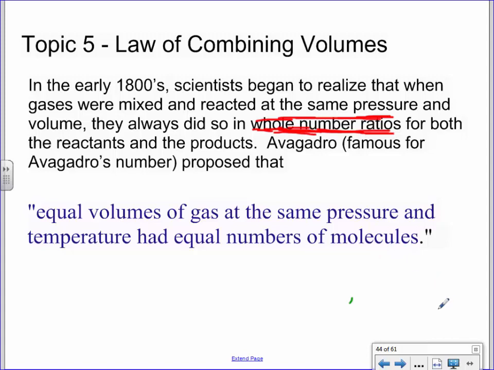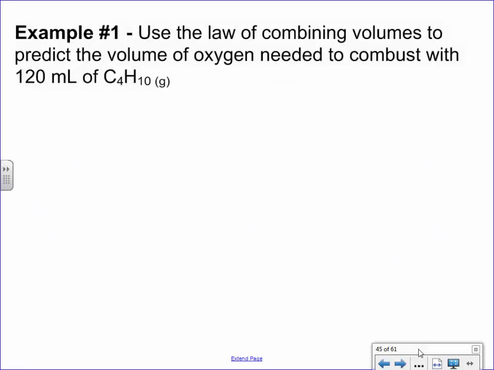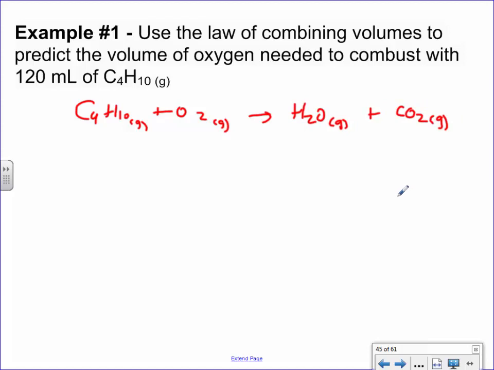What does this even mean? Let me show you an example right here. I'm just going to hop right to our first example. If I were to tell you that we were going to combust C4H10, could we write an equation? You guys know how to combust something? Take C4H10, add it to oxygen. So this is a gas, oxygen's a gas. What are always the byproducts of combustion? Yeah, so you got H2O as a gas, by the way, and CO2 again as a gas. So here's the basic equation.